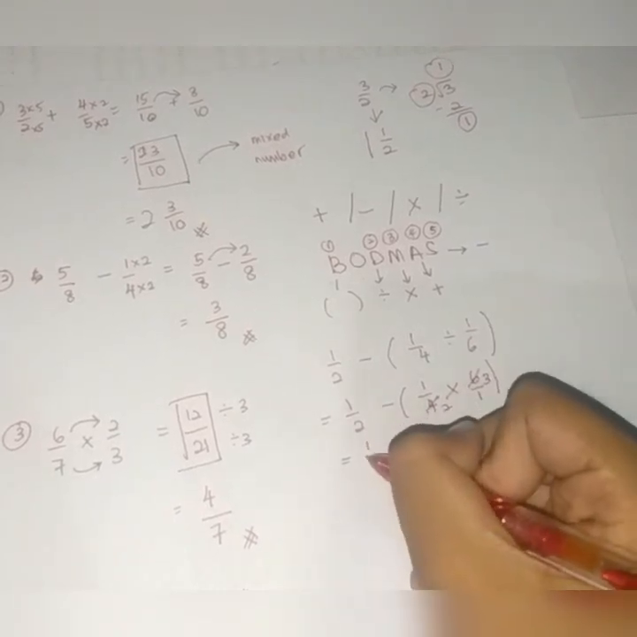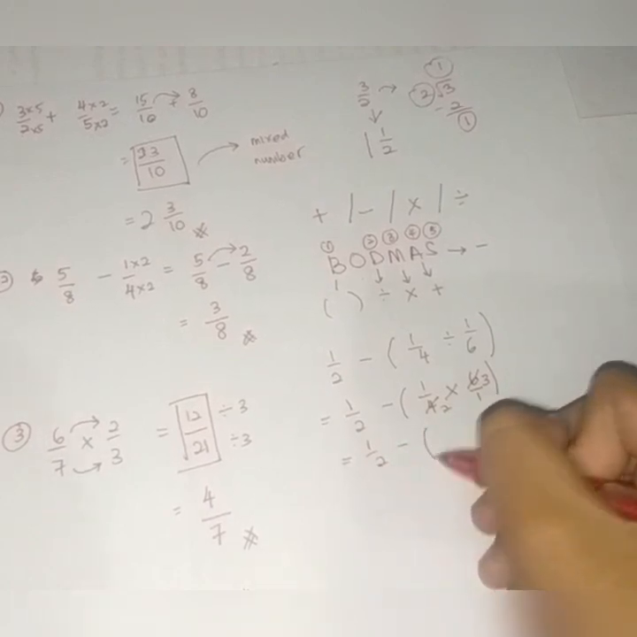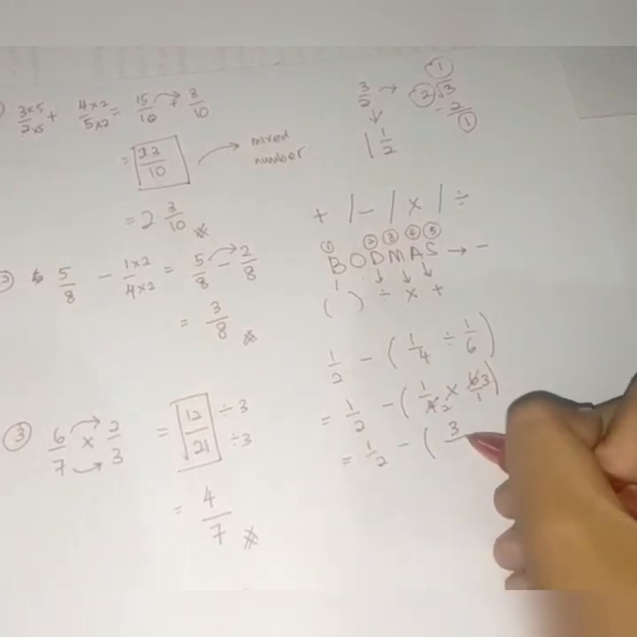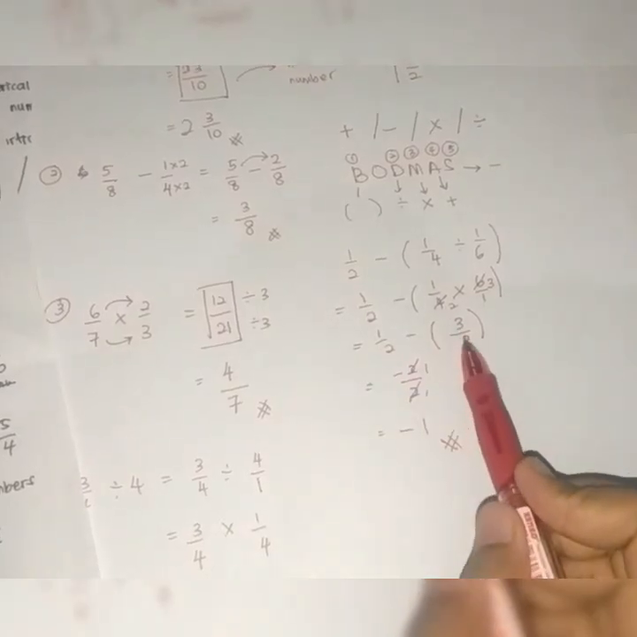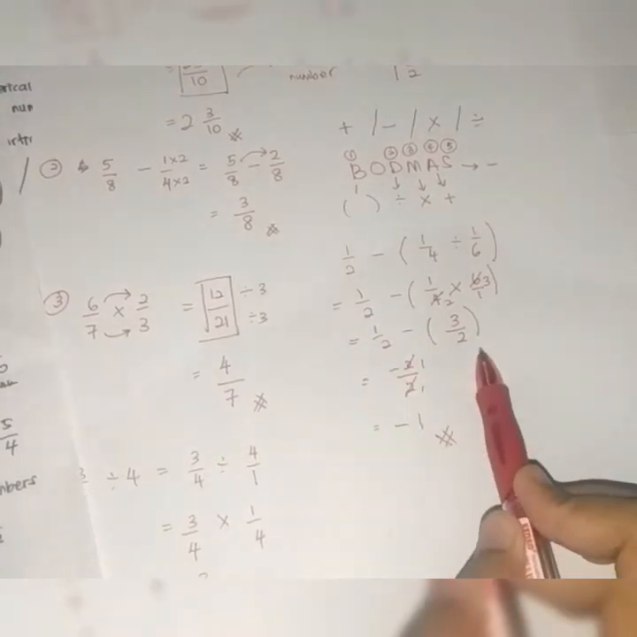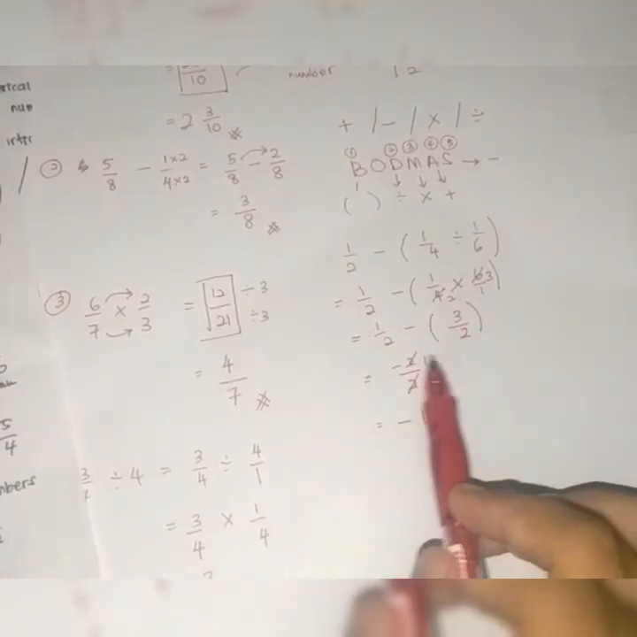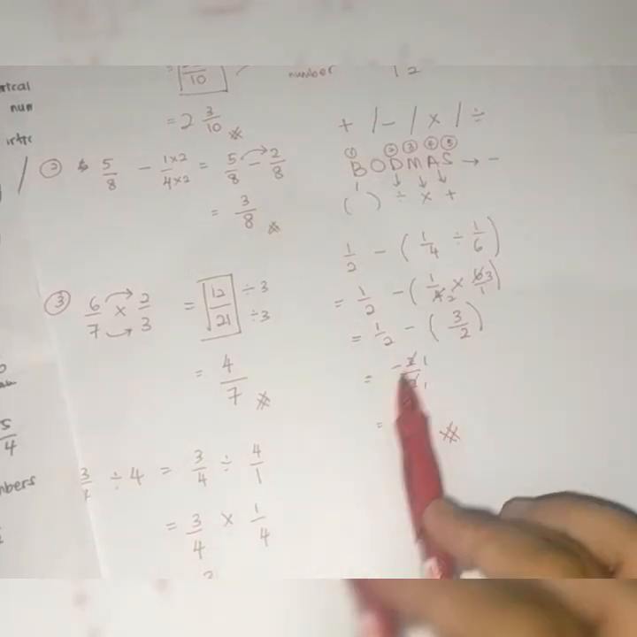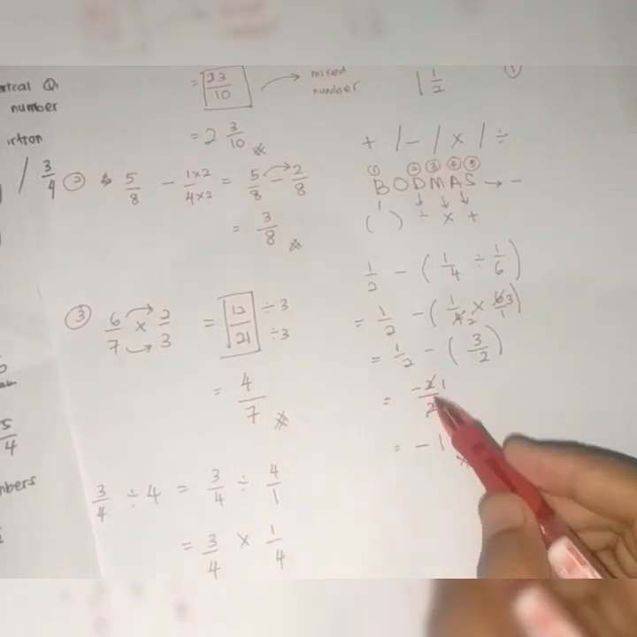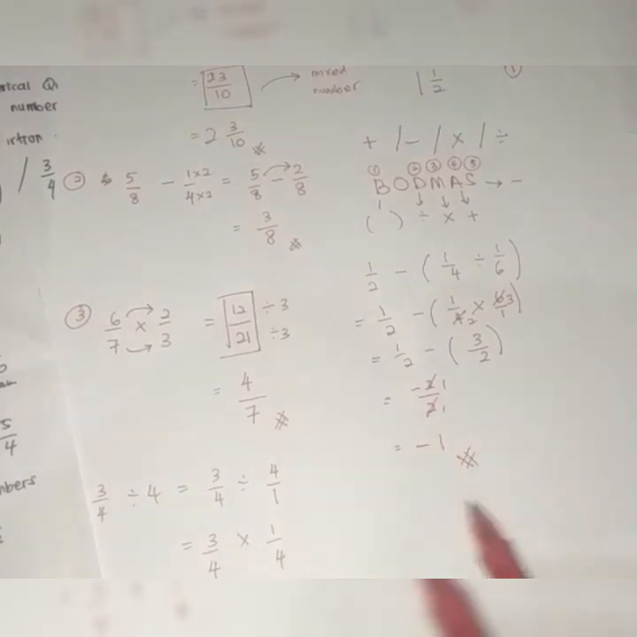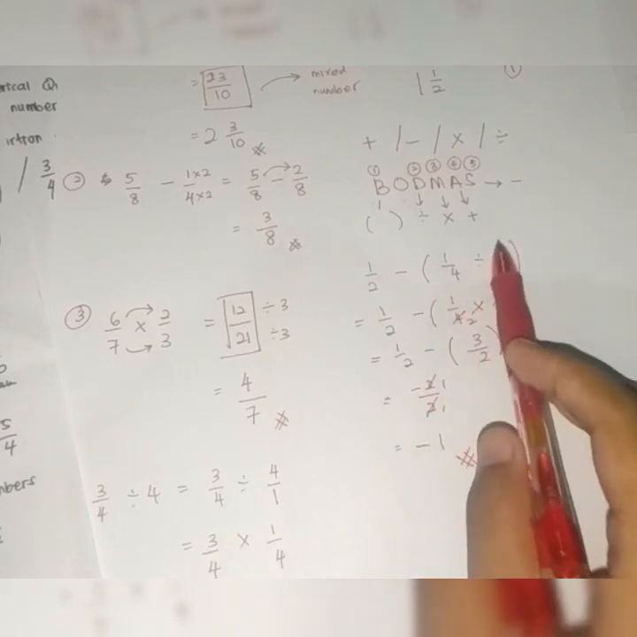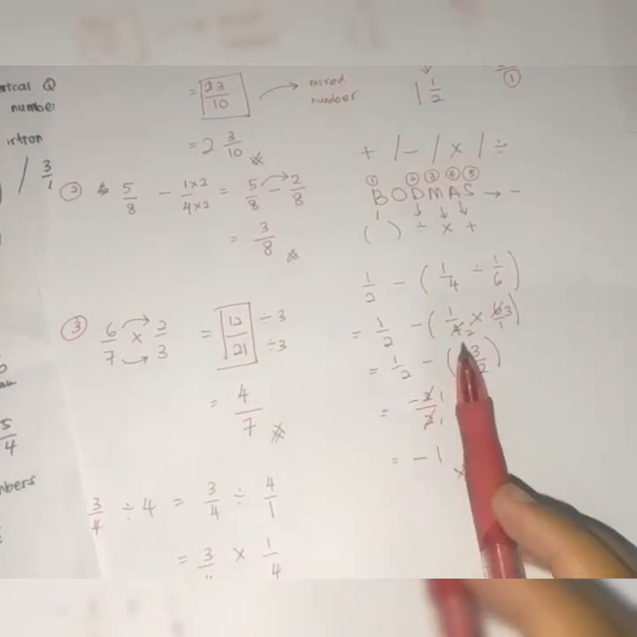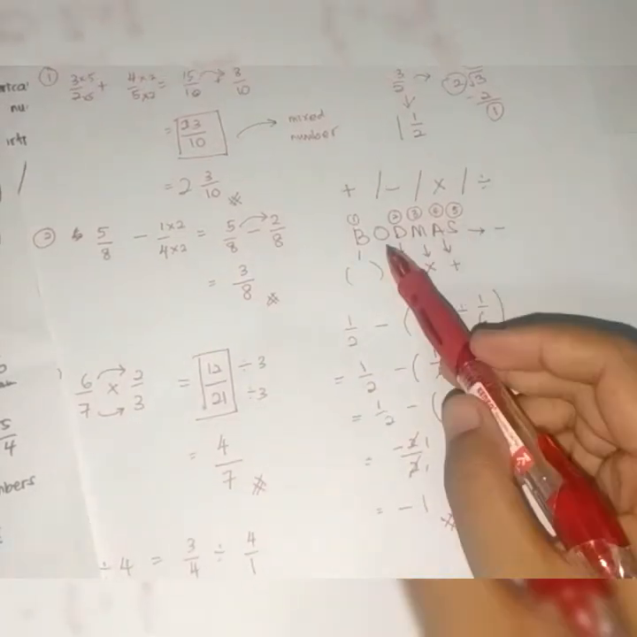And then write it again. 1 over 2 minus 1 times 3 is 3. 2 times 1 is 2. 1 over 2 minus 3 over 2, the denominators are already the same. That's why we just minus 1 minus 3 as usual, which is 1 minus 3 will become negative 2 over 2. And then we simplify it, become negative 1. That's why negative 1 is the answer when 1 over 2 minus, in bracket, 1 over 4 divided by 1 over 6. So, I repeat, when there is more than one operation in a question, we must use the BODMAS rule.